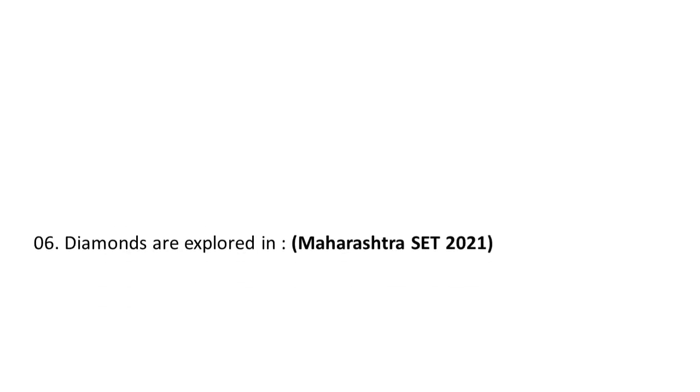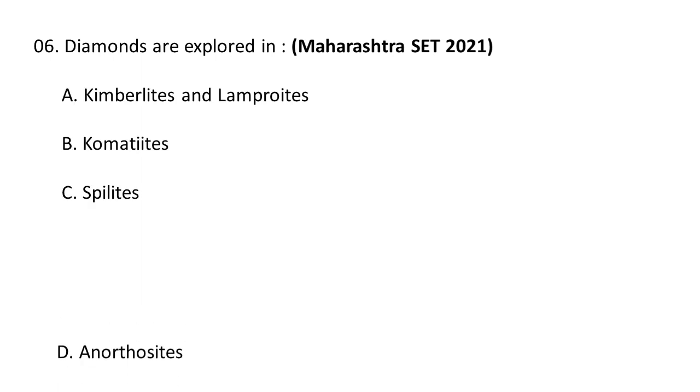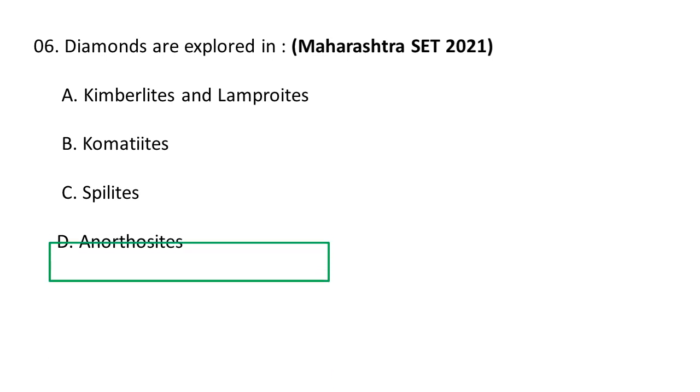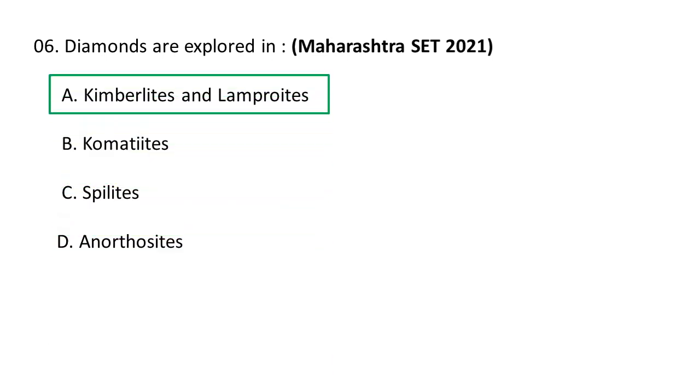Next question. Diamonds are explored in A. Kimberlites and lamproids, B. Komatiites, C. Spilites, D. Anorthosites. Diamonds are explored in kimberlites and lamproids. Kimberlites are the explosive volcanic rocks. These are the main hosts of diamonds, which account for around 70% of the world's diamond production by value. And kimberlites are rich in olivine and volatile components, and typically they form carrot-shaped pipes in the Earth's mantle. Whereas the lamproids are a lesser host of the diamonds, but they account for around 5% of the world's diamond production. So A is the correct option.